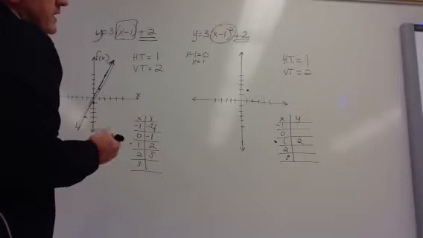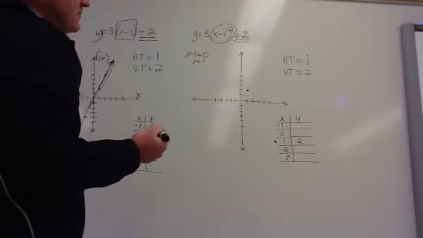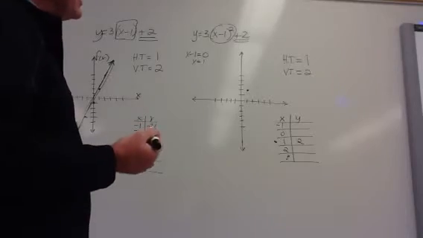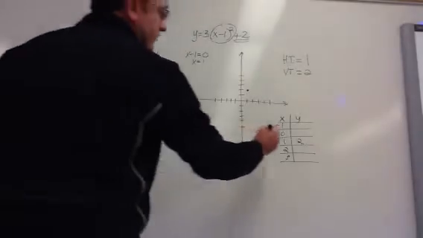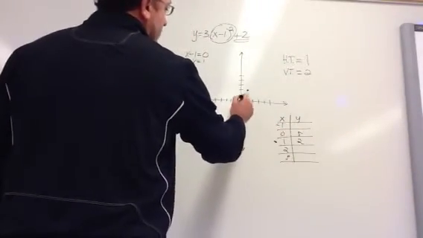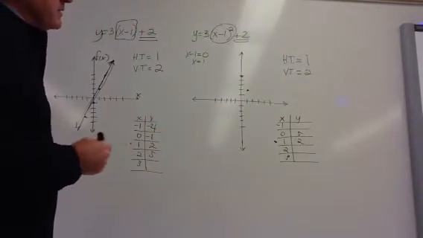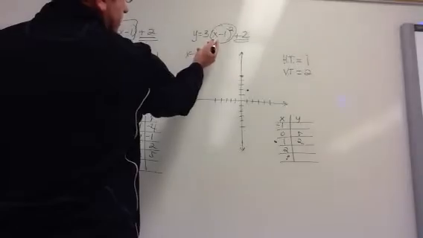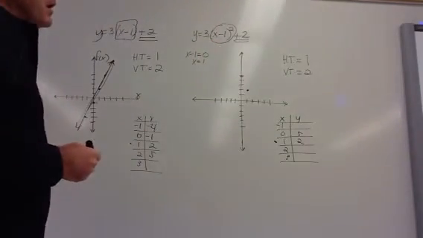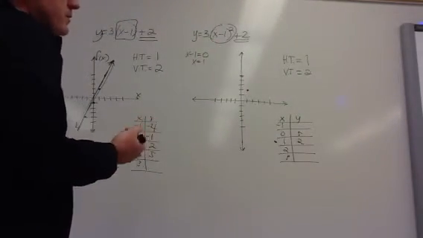let's put in 0, sorry. 0 minus 1 is negative 1. Negative 1 squared is 1. 1 times 3 is 3. 3 plus 2 is 5. So you get 0, 5. And then let's go 1 to the right to make things a little bit easier here. So put in a 2 here. 2 minus 1 is 1. 1 squared is 1 times 3 is 3. 3 plus 2 is 5.